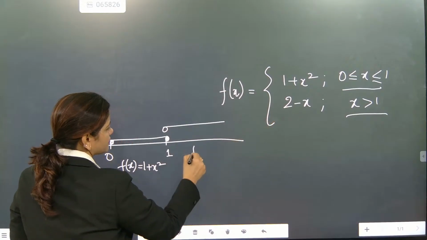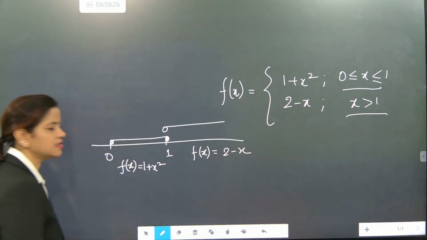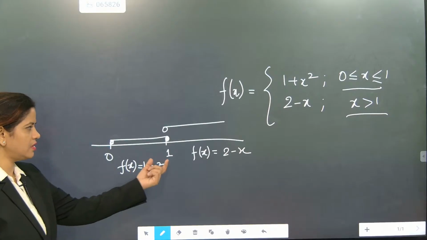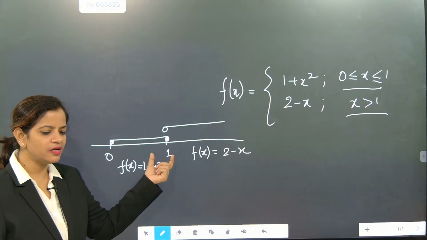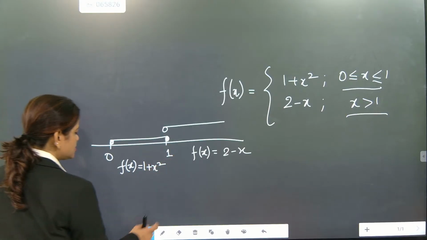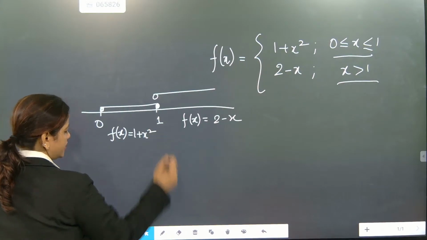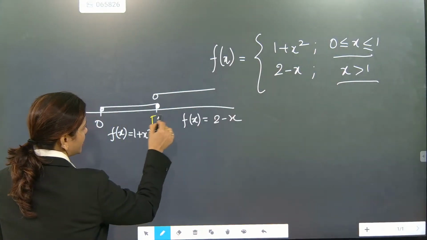Greater than 1, f of x value is 2 minus x. Done. So now you check. You are standing at 1. That means what is 1? 1 is the limit for you. So this is going to be the limit for me. The center part is going to be the limit for me, and 1 is coming as the limit.